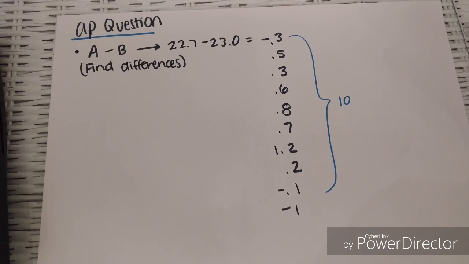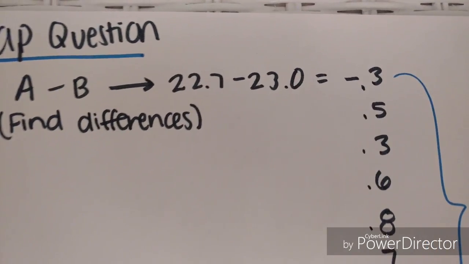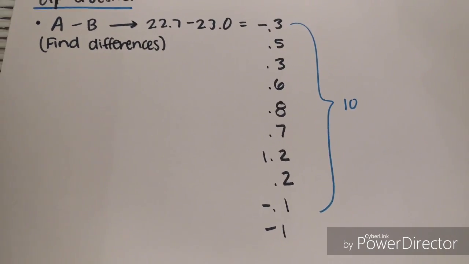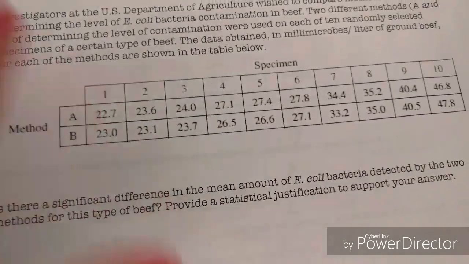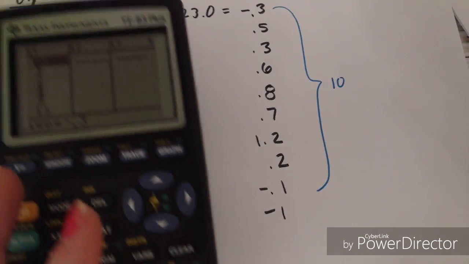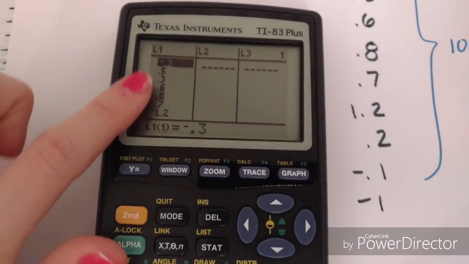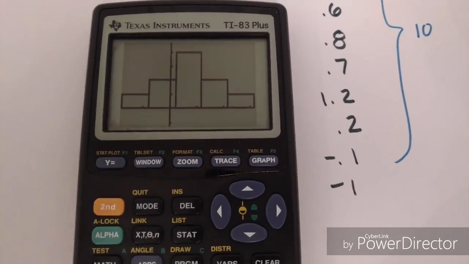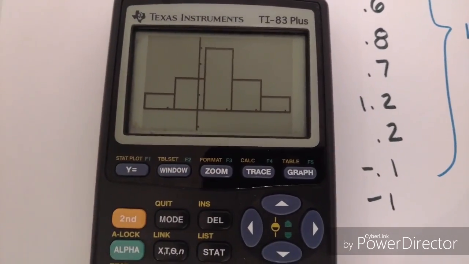So take A minus B. Like in our first trial, we're going to take 22.7 minus 23 to get negative 0.3, and so on. So we would take this minus this, and so on to get those differences, and then we'll have 10 differences. We'll put these 10 differences in our calculator by going to Stat, Edit, and putting those in L1. And then we can go to our graph and hit Zoom 9 if the format is funky, and this will be our distribution.